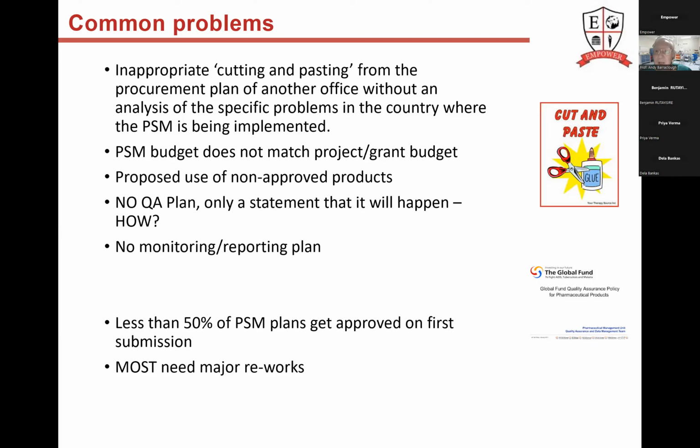And because they're so weak, 50% of PSM plans just get rejected on first application. People complain there's years of delays in Global Fund money. There are. And one of the reasons is because you keep writing rubbish PSM plans. It's got to be reworked and reworked and reworked again until we get something that looks like it could be approved. So the point around the PSM plan is to force you to think about what you're going to do.